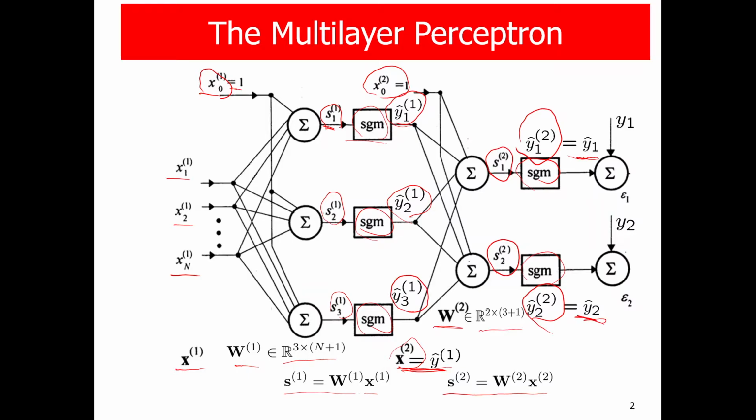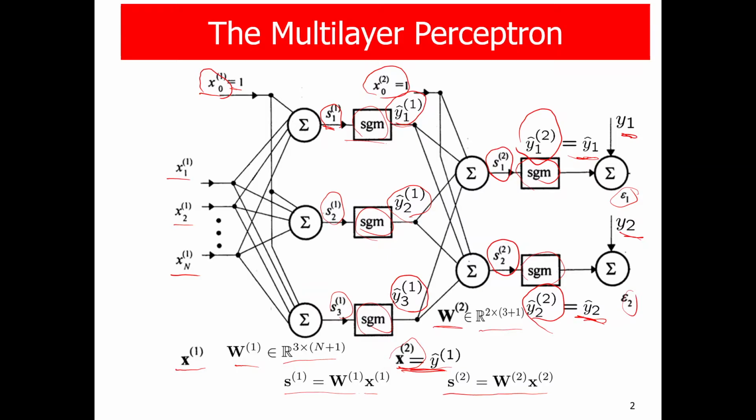Now that we calculated the activations of the neurons on this last layer, we can compare them with the true labels y1 and y2. The differences between the true labels y1 and y2 and the activations of the neurons y hat 1 and y hat 2 in this layer are denoted by epsilon 1 and epsilon 2. So epsilon 1 is y1 minus y hat 1 and epsilon 2 is y2 minus y hat 2. The weights of the neural network are W1 and W2.